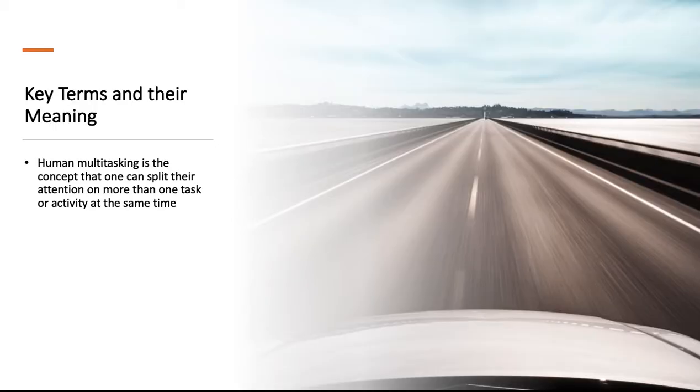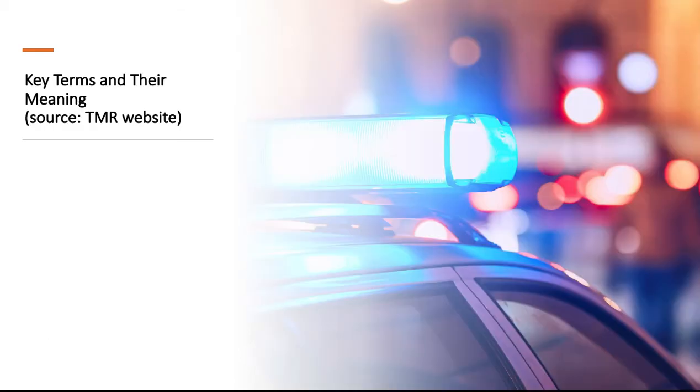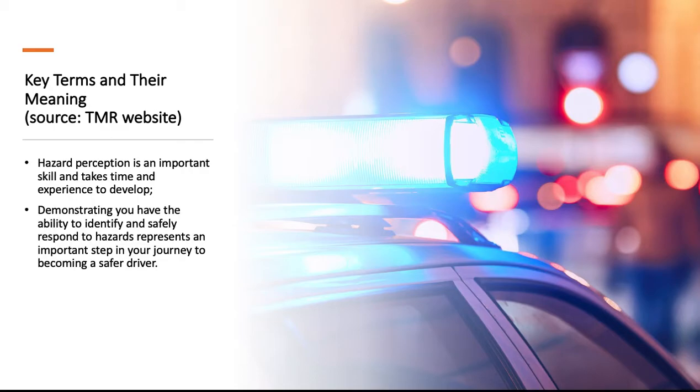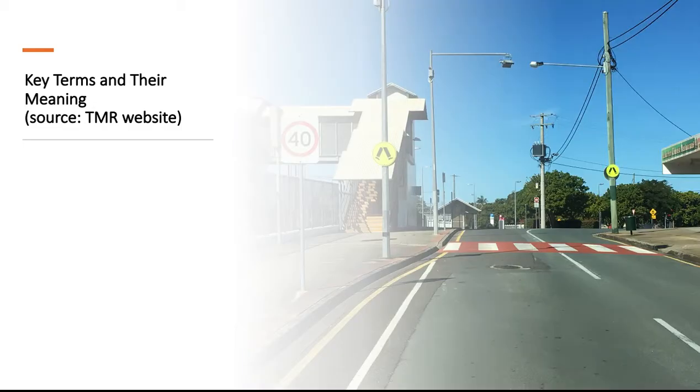Key terms and their meaning. Multitasking is the concept that one can split their attention on more than one task or activity at the same time. Hazard perception is an important skill and takes time and experience to develop. Demonstrating you have the ability to identify and safely respond to hazards represents an important step in your journey to become a safer driver.